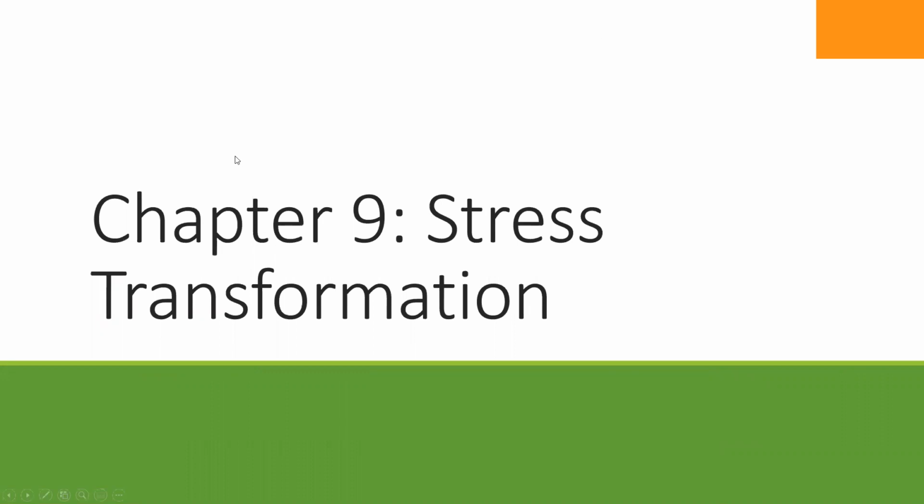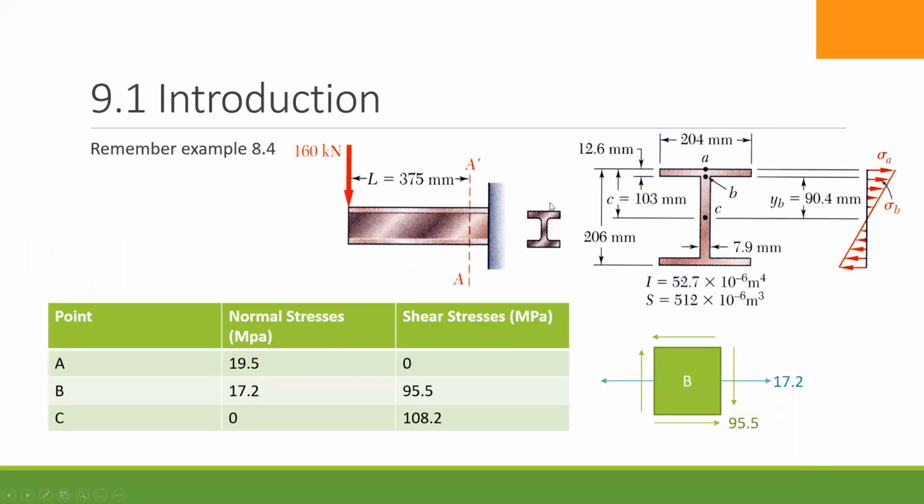Today we will start a new chapter, Chapter 9, State Transformation. First of all, I want to remind you of Example 7.4 we did last week. In the question I asked for stresses at three points in the cross section: point A, point B and point C. I'm giving the results of the stresses at these points.